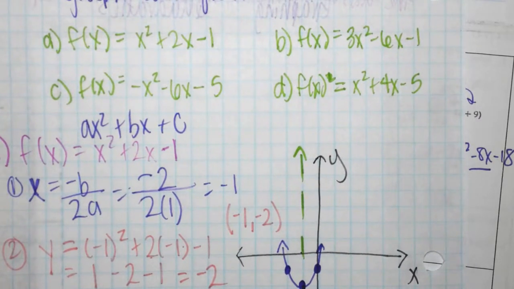Do we all have our axis of symmetry? Yes, you multiply 2 times 3, divided by 6. That's 1. Very good.